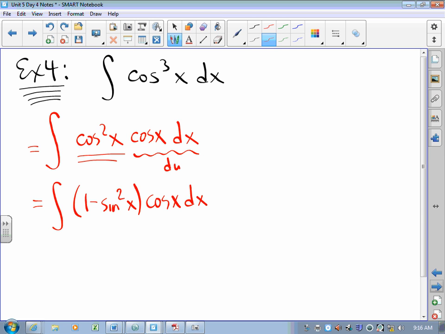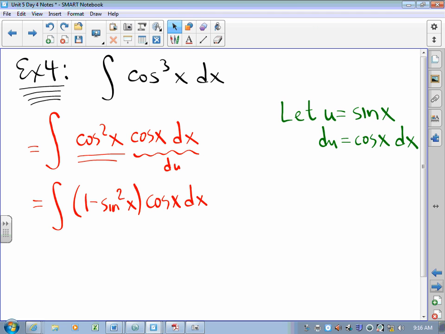Oh, I love me the mothership. Oh, yes, I do. And so what happens in this problem? We're going to let u be sine x. And then du is the derivative of sine x dx. Really, du/dx is cosine x, and we multiply through.